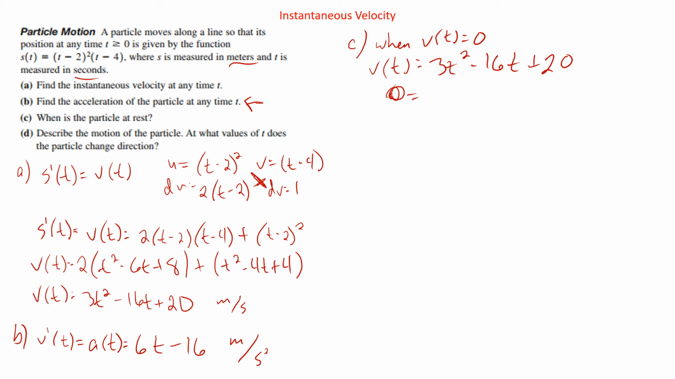Which means we're going to need to factor this. So we'll have a 3t and a t. 20 could be 4 and 5. If we multiply one of them by 3 and add them together, the 4 times 3 will be 12, plus 5 is not 16. 5 times 3 is 15, plus 4 is not 16. 20 could also be 2 times 10. Obviously, 3 times 10 is going to be too big, but 2 times 3 is 6, plus 10 is 16.